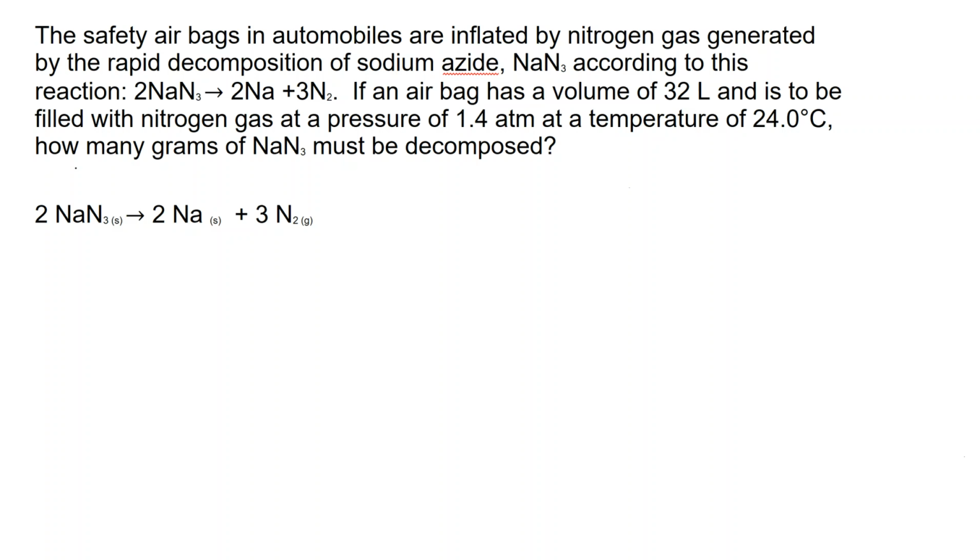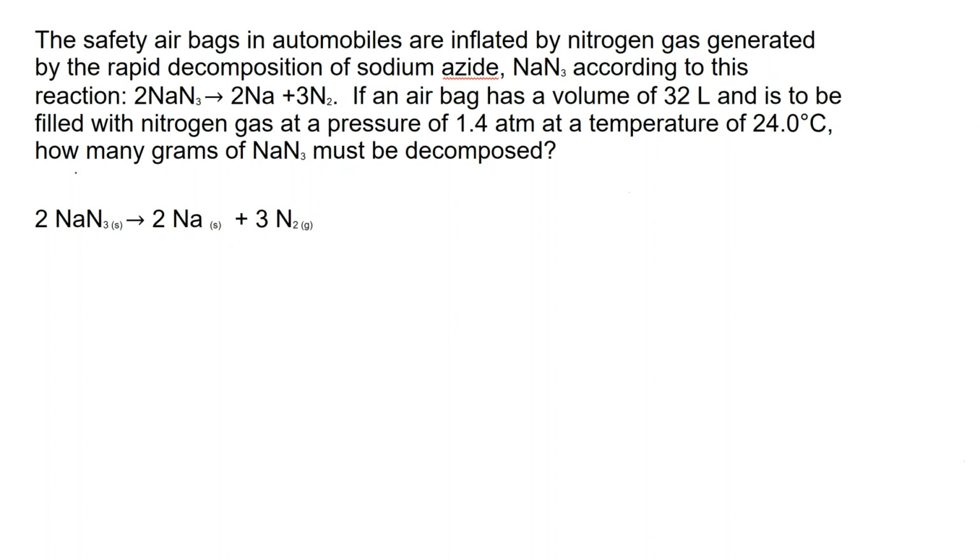Because this question is asking for grams of NaN3, a substance that is not a gas, we must first start with the ideal gas law, PV equals nRT, solve for moles, and then use stoichiometry to convert moles of one substance into moles of a different substance, and then convert those moles to grams. Because we have a balanced equation already, we can go right into our PV equals nRT equation.